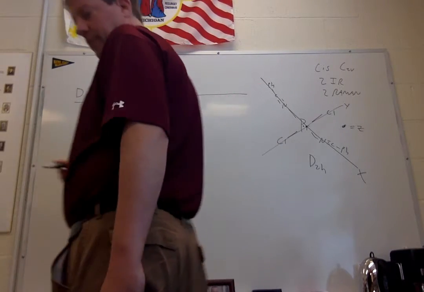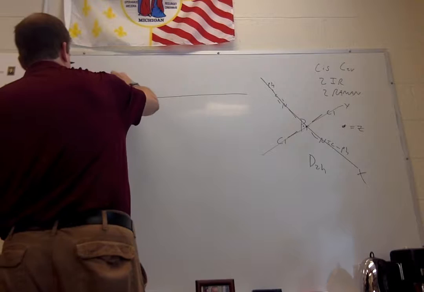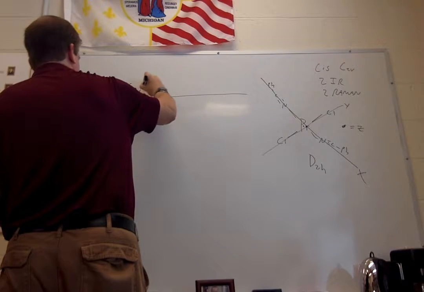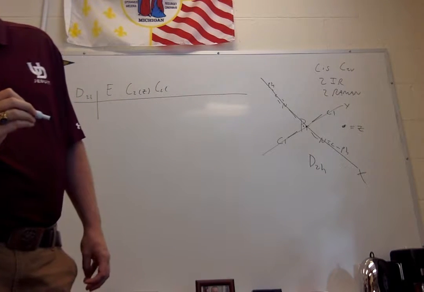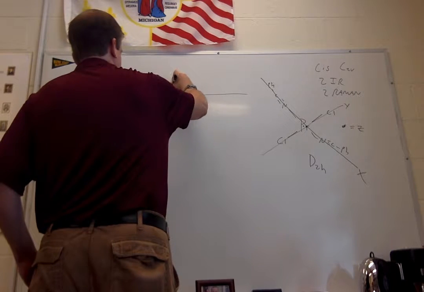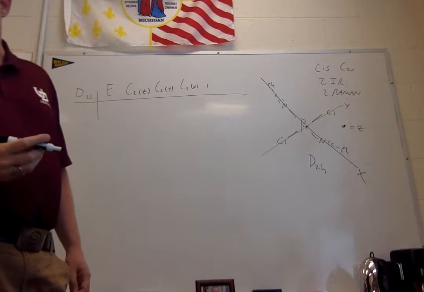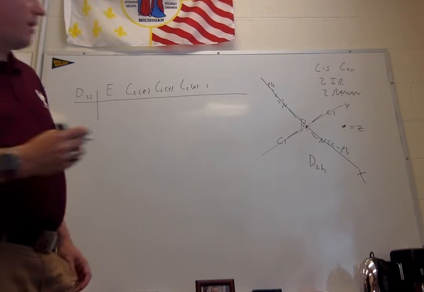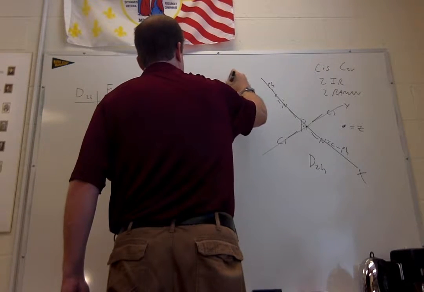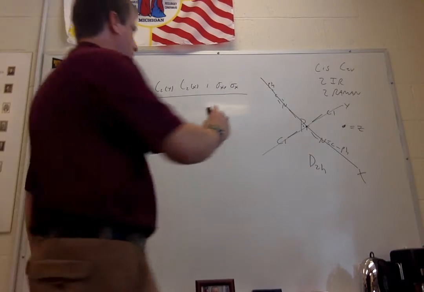Let's then generate a gamma stretch for this molecule. So you have E, as usual, C2Z, C2, I think it's Y that comes next, right? Yep, Y. C2X. The inversion center, since we have one of those, sigma XY, sigma XZ, and sigma YZ.